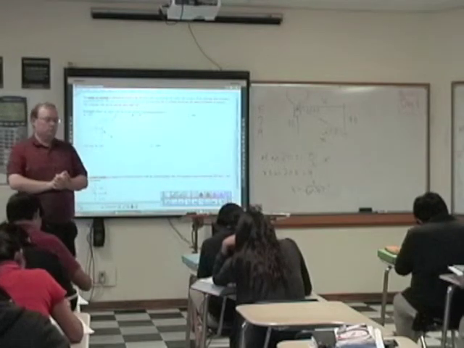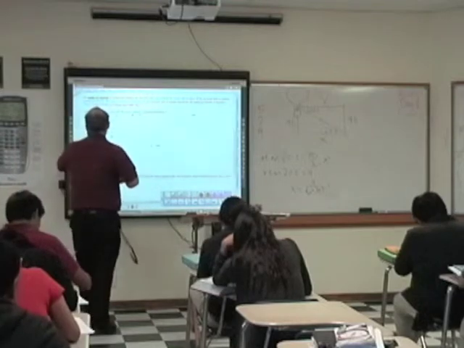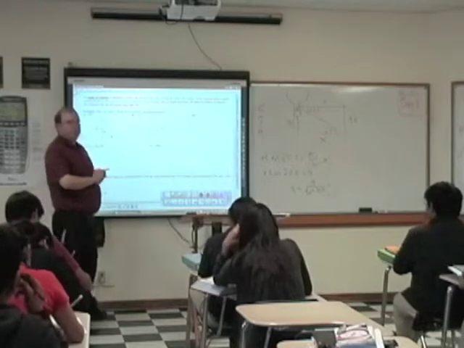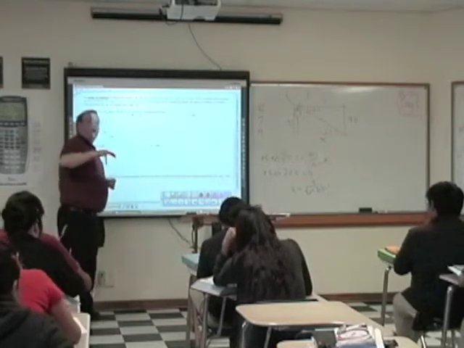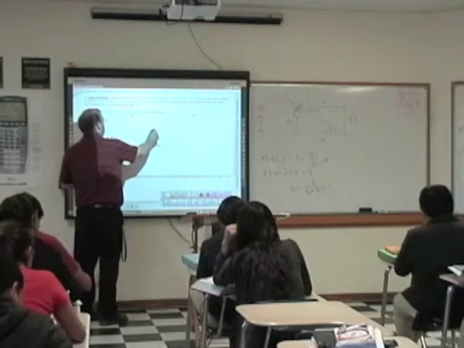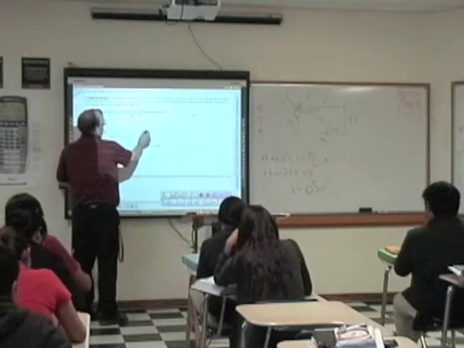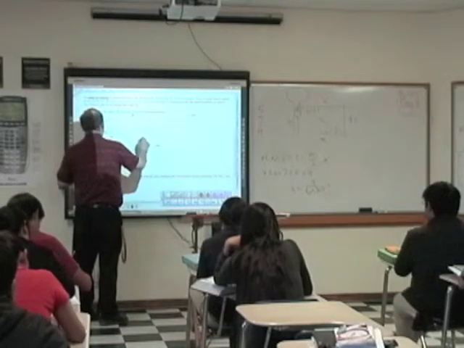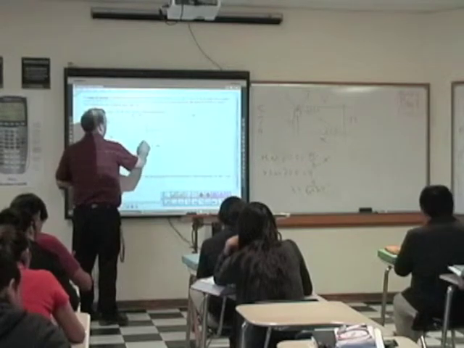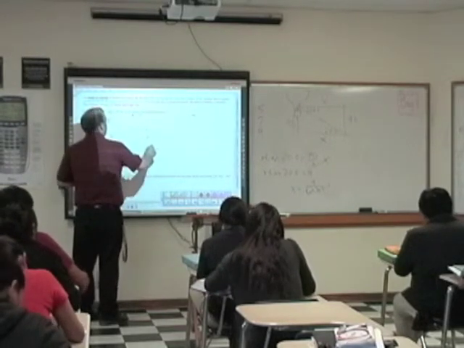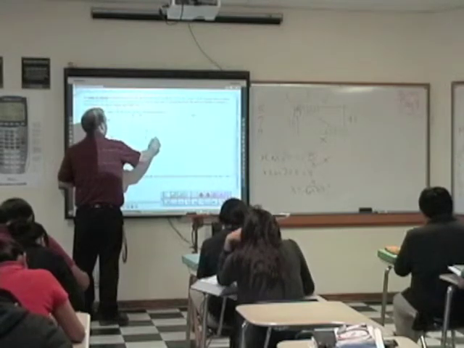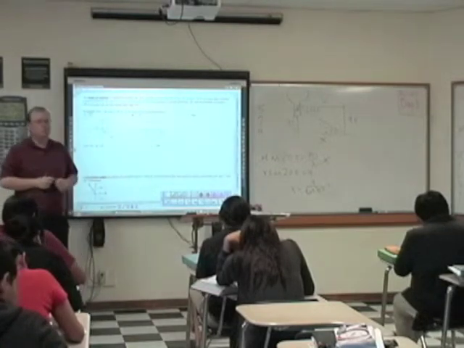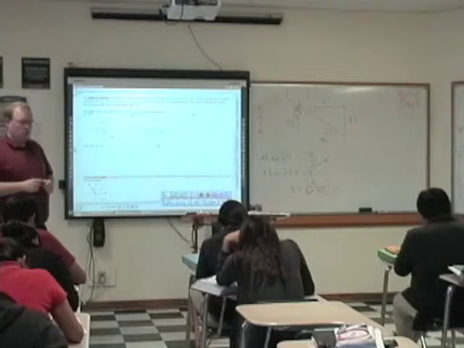Let's do negative 110. Now, which direction am I going to go with negative 110? Clockwise. So start here. Again, you always start on the positive x-axis. That's the initial side. 90. About 110 right there. Negative 110. Again, draw our angle in. Negative 110 degrees.